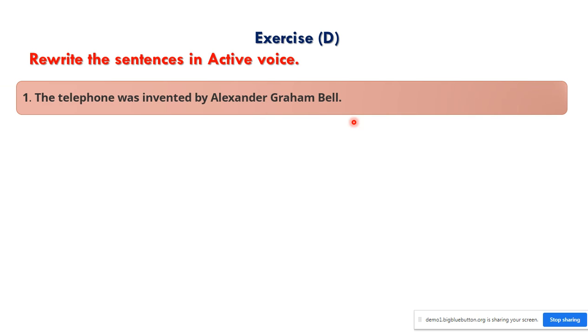Exercise D. Rewrite the sentence in active voice. The telephone was invented by Alexander Graham Bell. We have now two steps. Number one, switch the subject and the object. Number two, change the tense. Here we have "was," verb to be in the past followed by the past participle. So the tense is the past simple, so I need the past simple only.